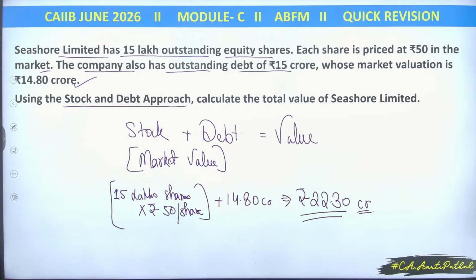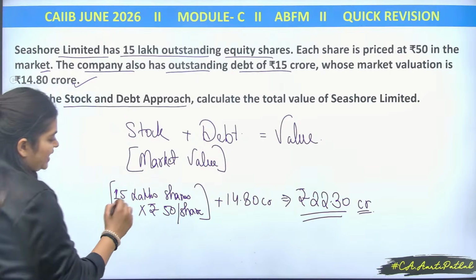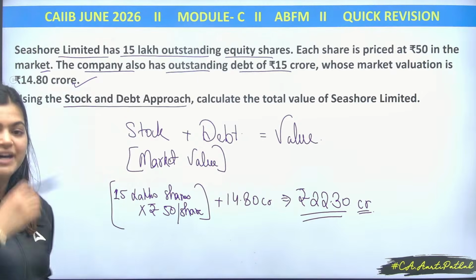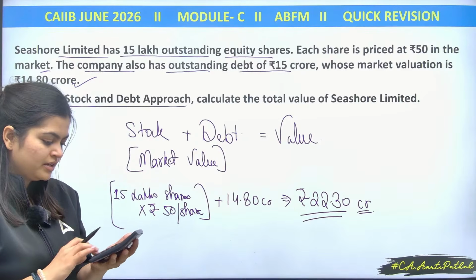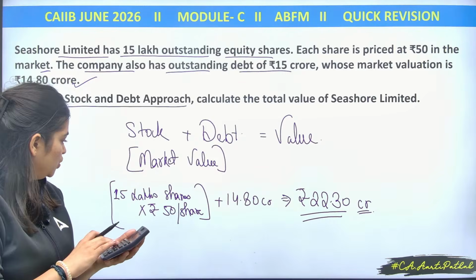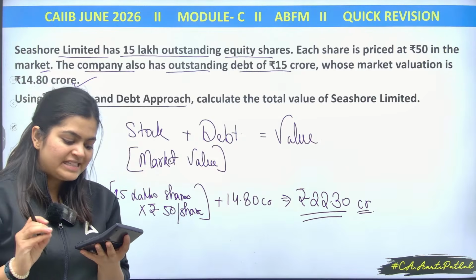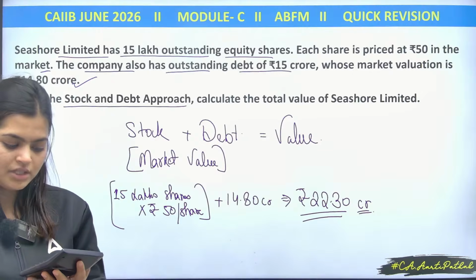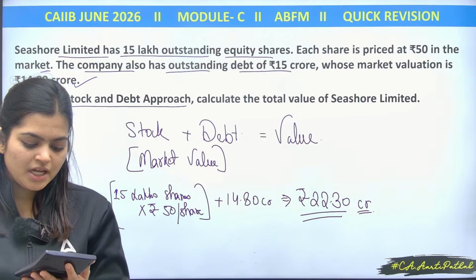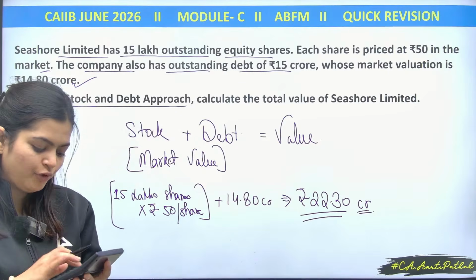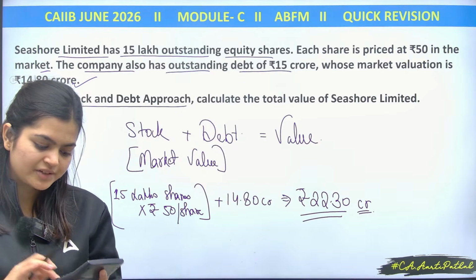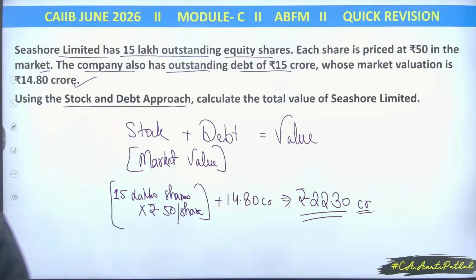Please recheck your calculation. Please calculate very carefully. This is 15 lakhs shares at 50 per share. If you multiply it, 15 lakhs into 50 will give you 7.5, that is 7 crores 50 lakhs, and add 14 crores 80 lakhs. So that is 22.3.